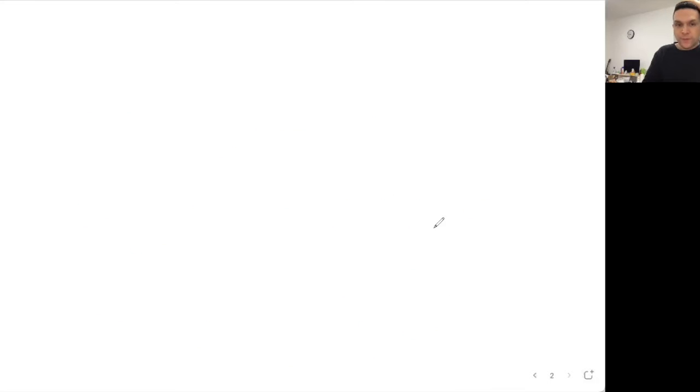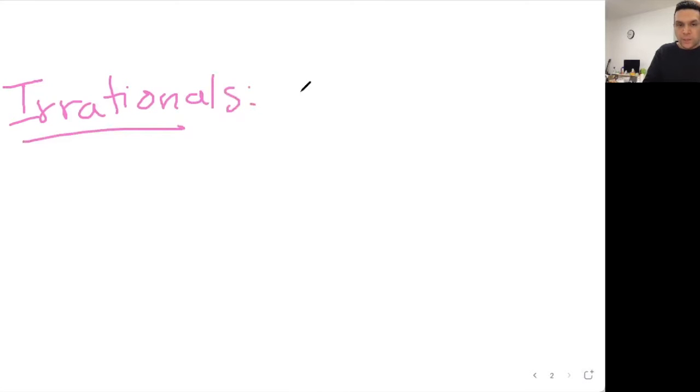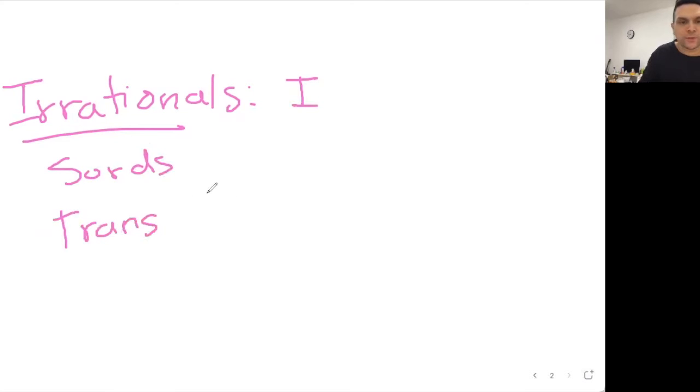Next, we have irrational numbers, and for these, I wrote the whole word, and the letter that we use for irrational numbers is I. These have two categories: surds and transcendental numbers. I hope I spelled this right. Transcendental numbers.